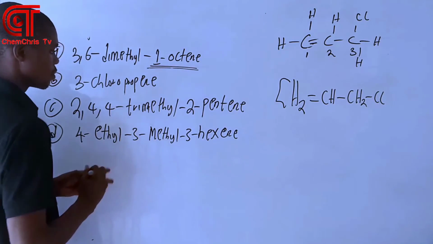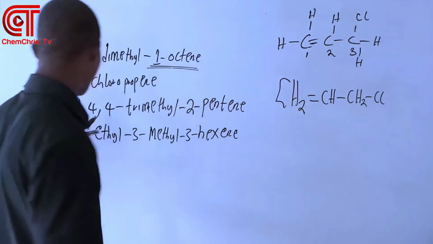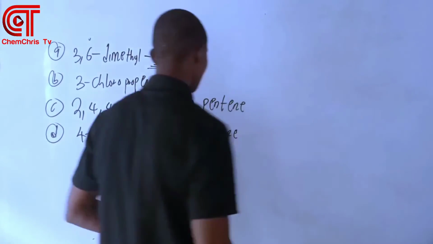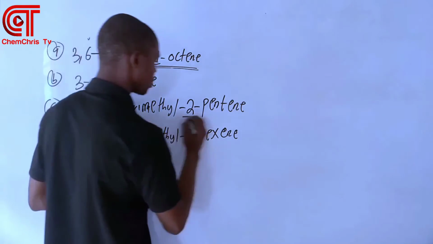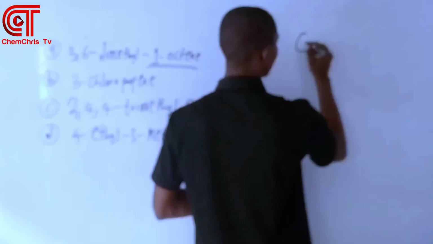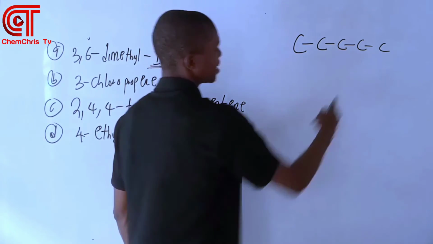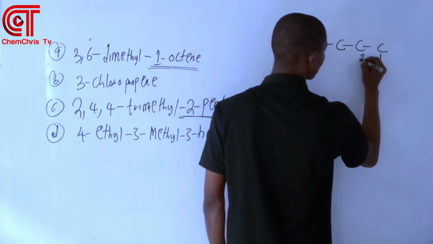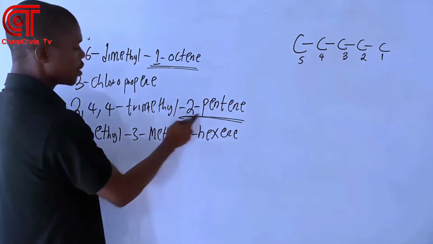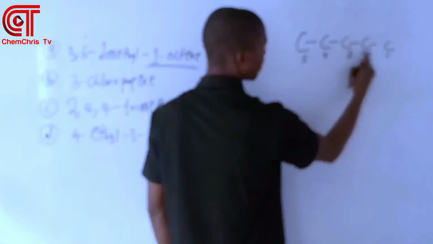Now let's look at the third one. The third one is what? The parent chain is pent, that is 5 carbon atoms. So we have 1, 2, 3, 4, 5. Remember I told you I can start anywhere, right? So if I decide to start from here, 1, 2, 3, 4, 5. When you say 2-pent, it means that the double bond is on carbon 2. So you have 1, 2. Carbon 2 carries the double bond.